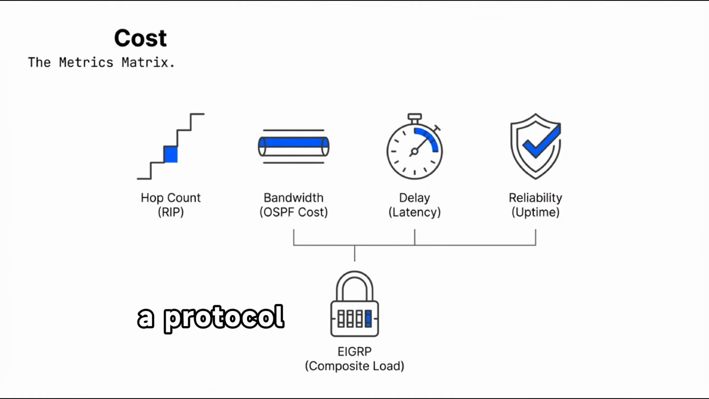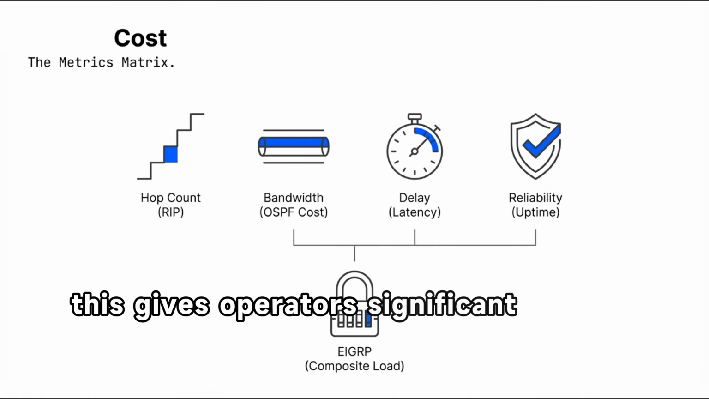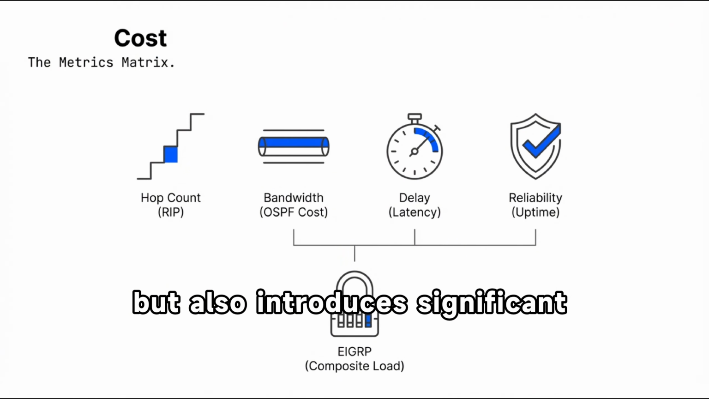EIGRP, a protocol developed by Cisco, can incorporate bandwidth, delay, reliability, and load into one calculation, weighting them according to configurable parameters. This gives operators significant control over how routes are evaluated, but also introduces significant complexity.